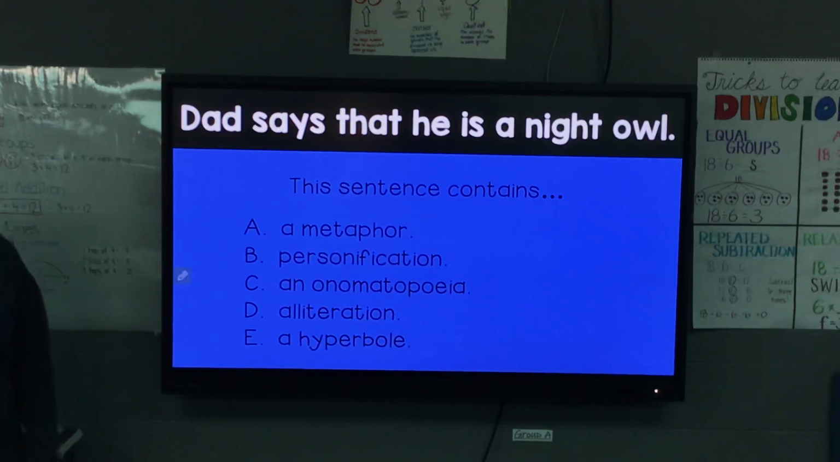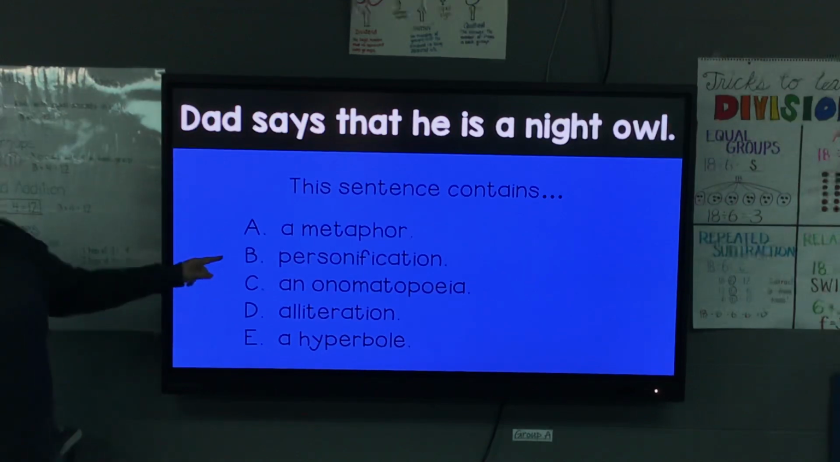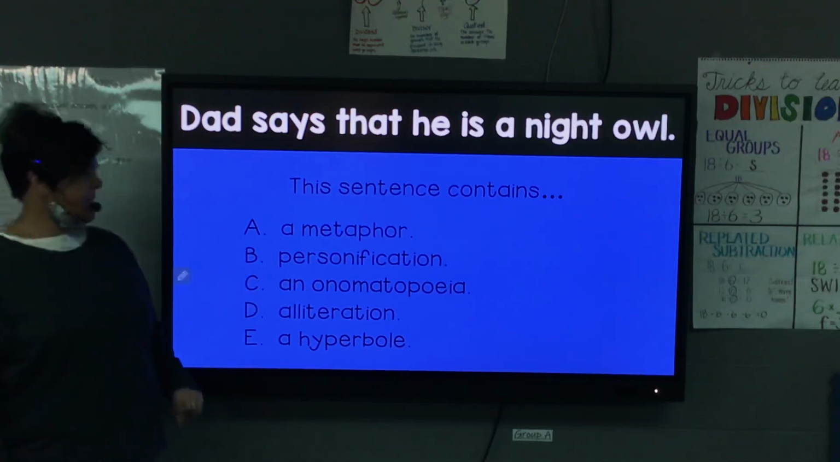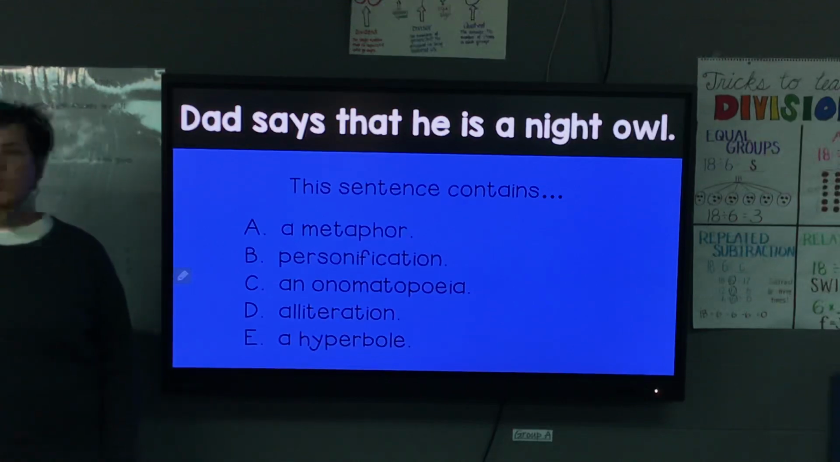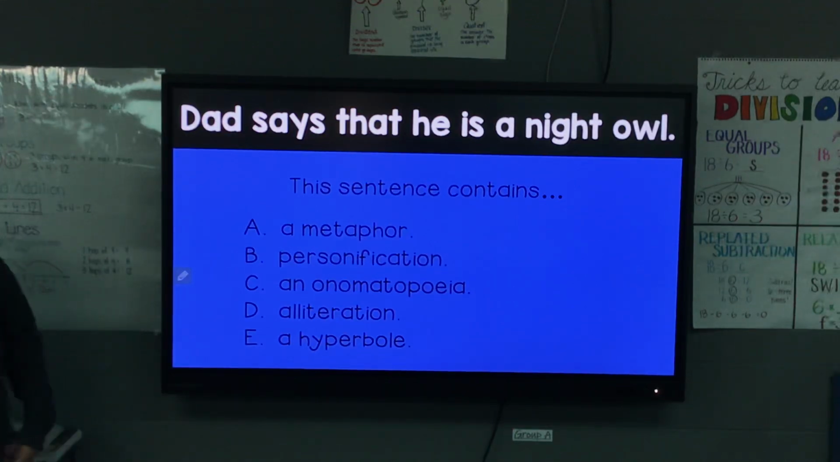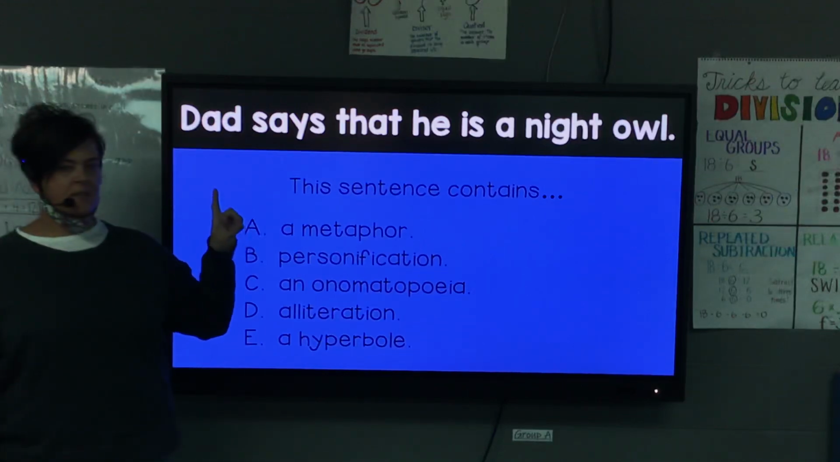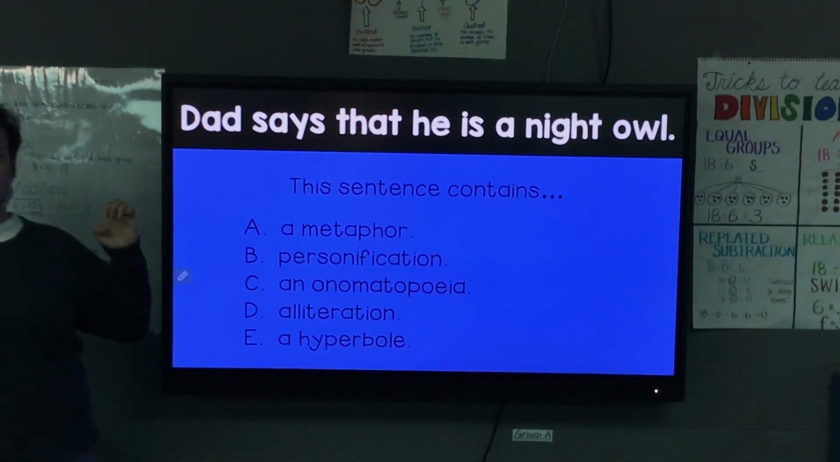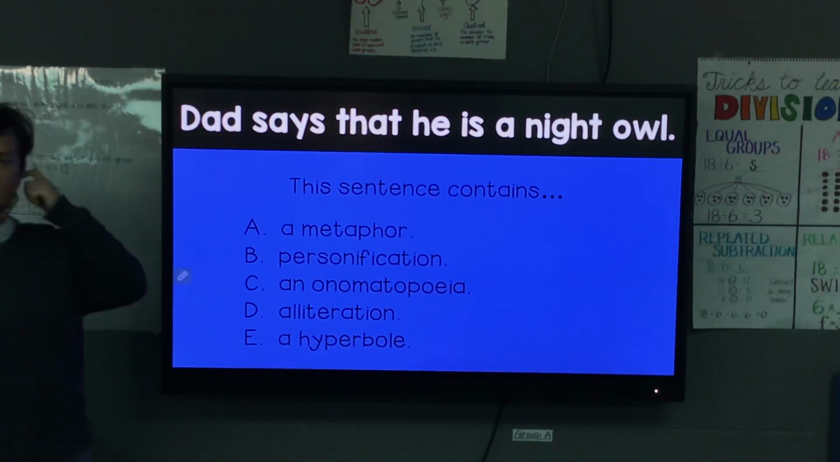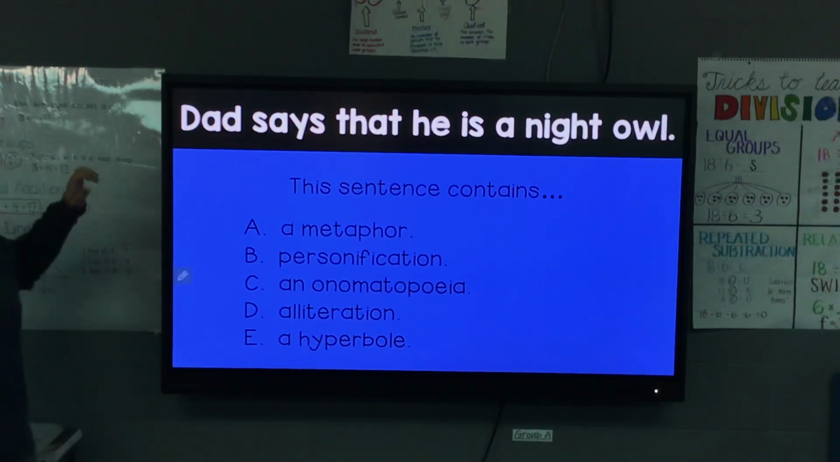Dad says that he is a night owl. Is that a metaphor, personification, onomatopoeia, alliteration, or hyperbole? Dad says that he is a night owl. A, B, C, D, E. Show me what you're thinking. Got a couple different things.